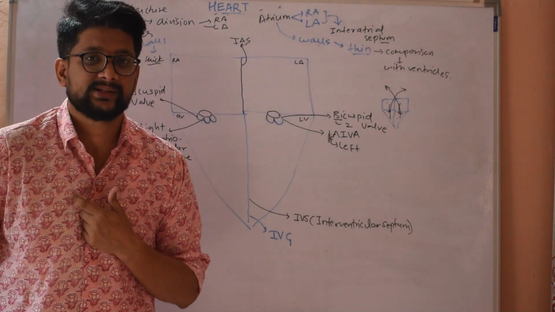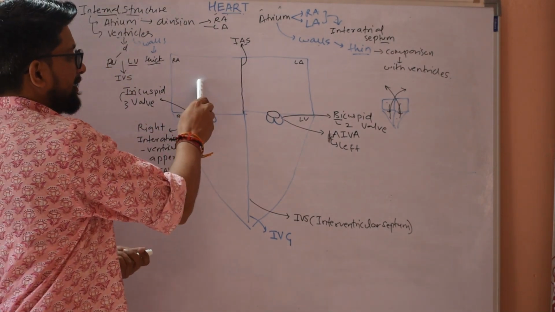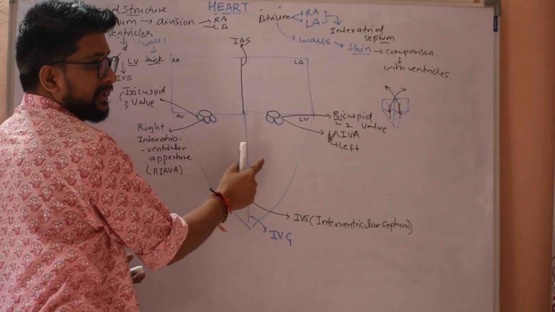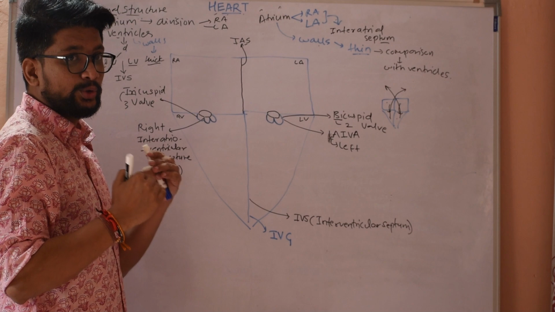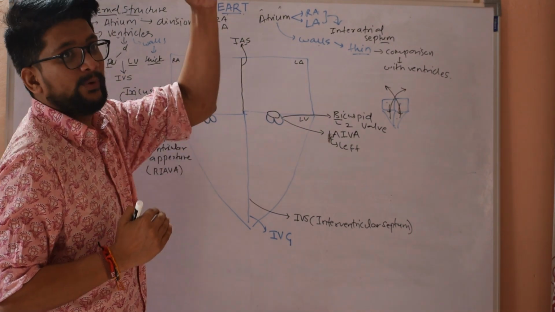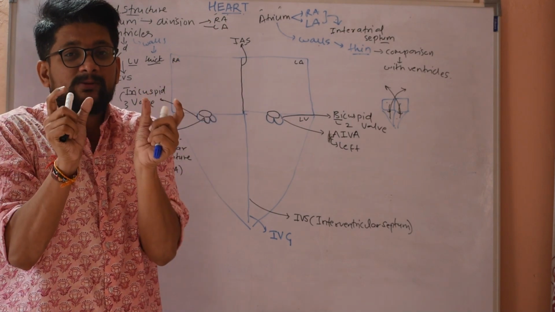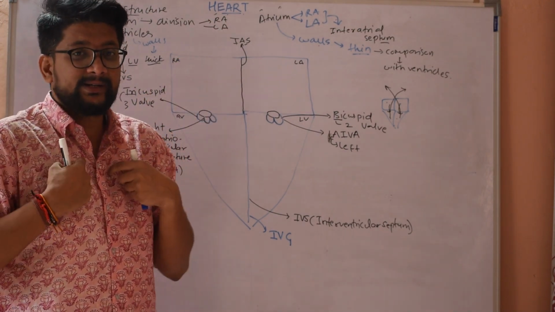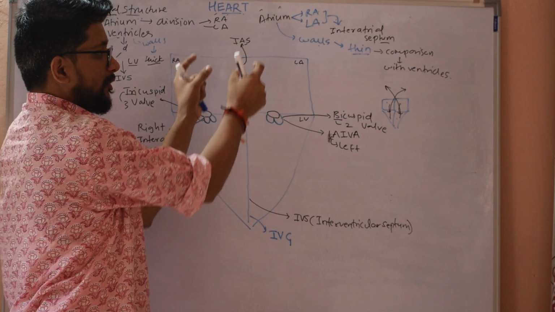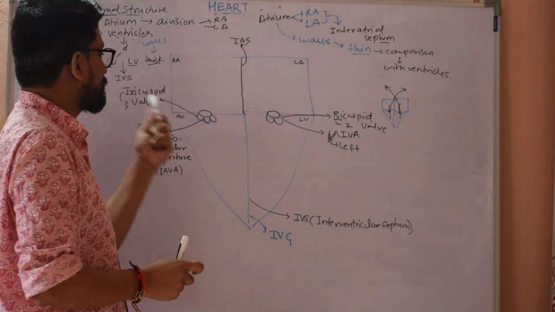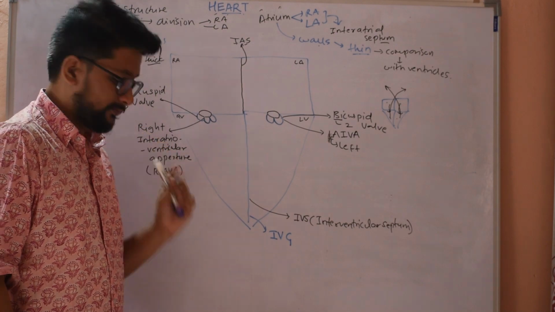Why is this valve necessary? Because when the right atrium and left atrium pump the blood down to the right ventricle and left ventricle, the blood should not flow upwards back. To prevent that upward flow of blood, valves are very much necessary. That prevents the upward flow of blood via the circulation process. So this is the basic function of tricuspid valve and bicuspid valve.